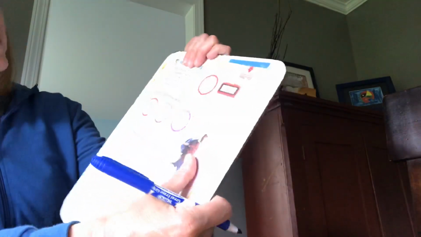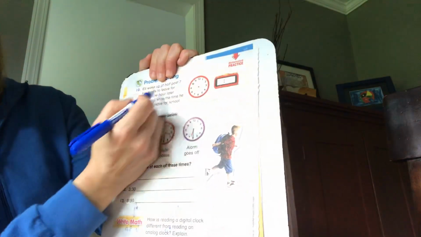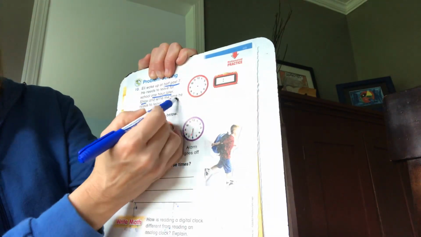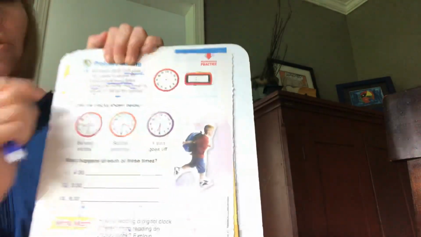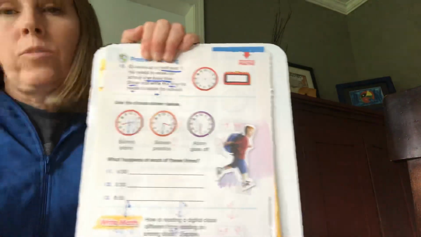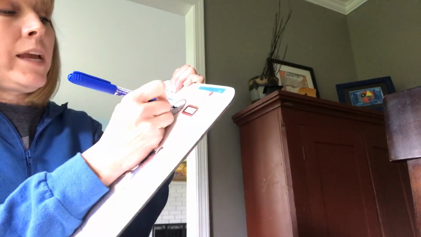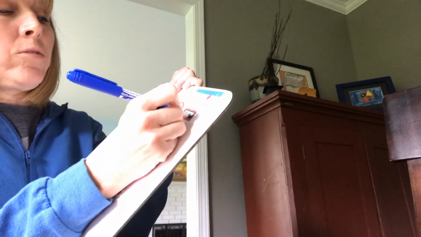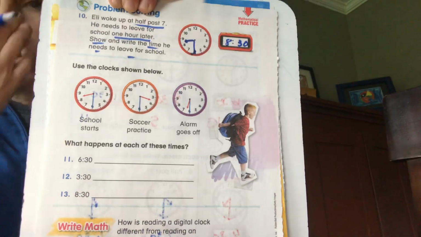Okay, Eli woke up at 7:30. He needs to leave for school 1 hour later. Show and write the time he needs to leave for school. So 7:30. So add 1 to the 7, that would be 8:30. So between the 8 and the 9 and straight down, and that would be 8:30.